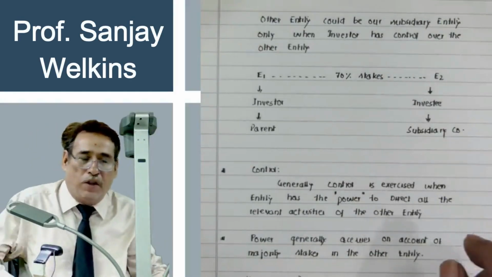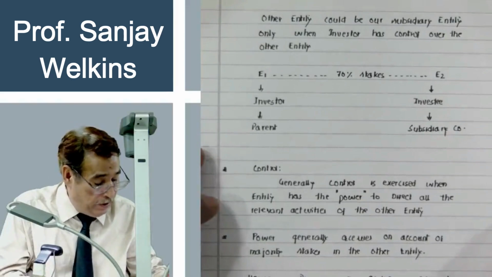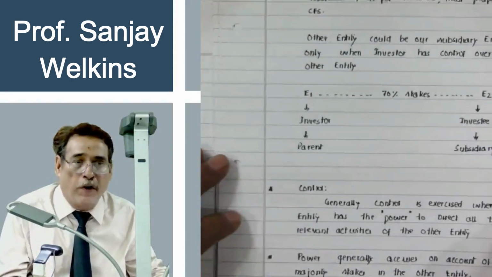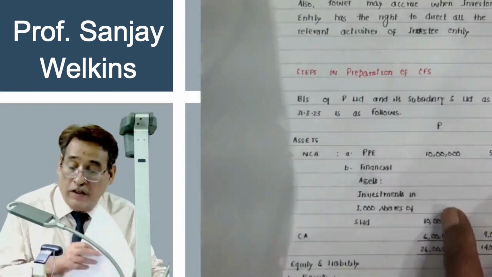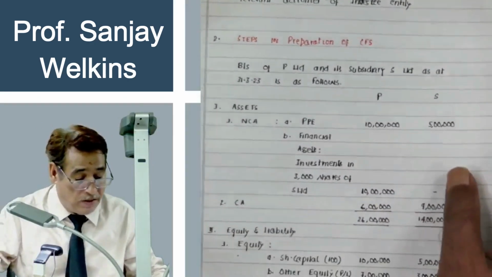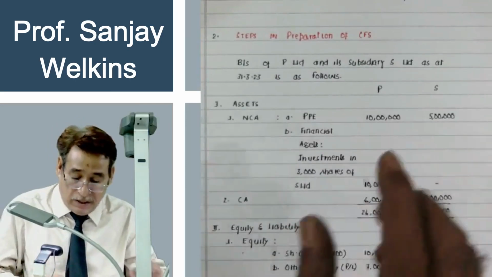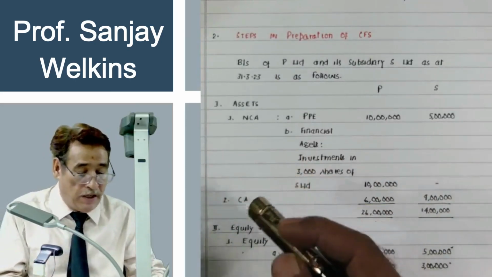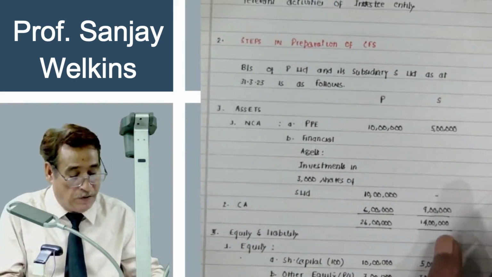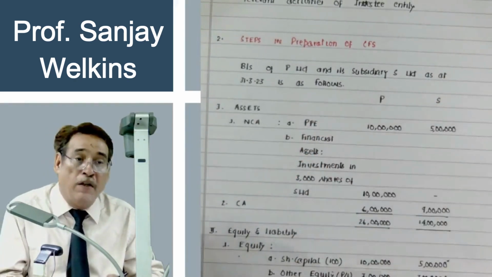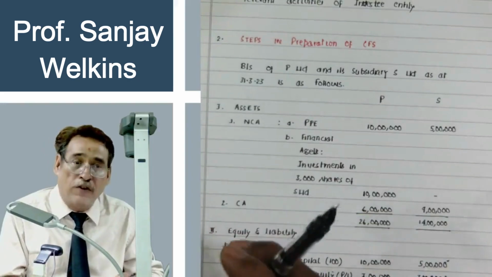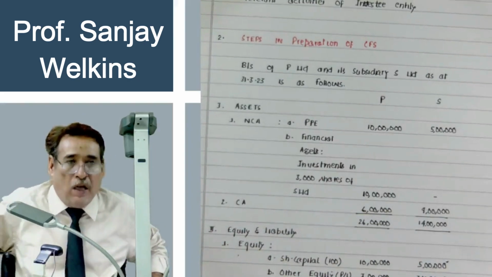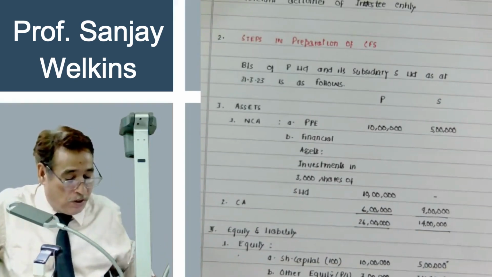So welcome again to this particular session. In the last one, when we learned the principles of preparation of consolidated financial statements, I wrote this demo. Pay attention again to this demo because I am going to use it again for some further clarifications. Balance sheet of P Limited and its subsidiary S Limited as of 31st March 2023 is given. This is the same question which we picked up in the last session.